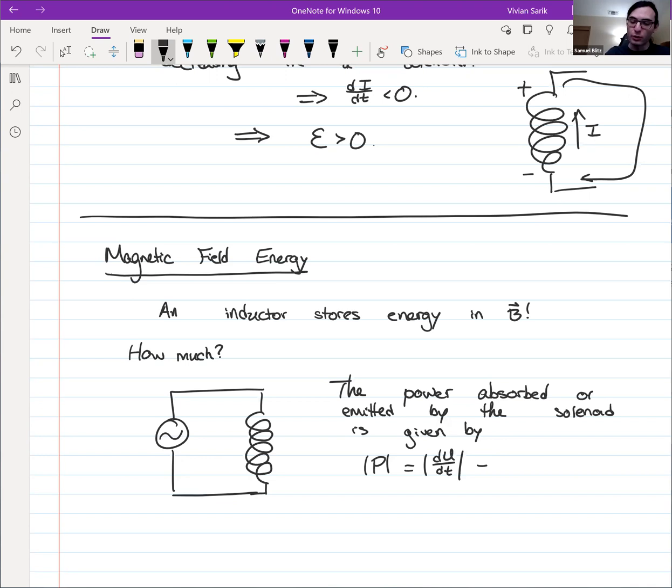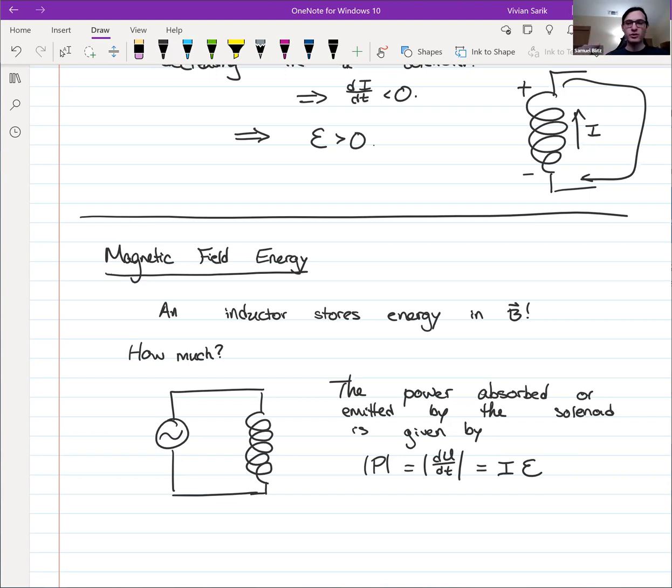This is just equal to the current flowing through the device times the EMF, the voltage across the device. For batteries, it was just P equals IV because the battery has a well-defined voltage. But in this case, the EMF can change, so we have to be a little bit more careful.